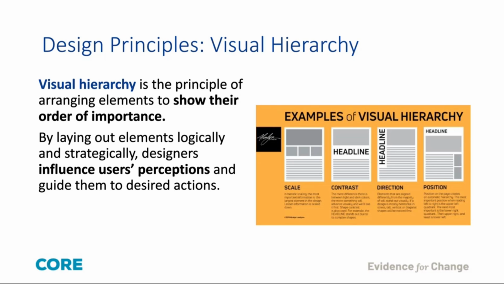And you can do this in different ways. In this example here, you can see these are the common ways to show visual hierarchy: scale, contrast, direction, and position. All of those are used to provide visual breaks and waypoints for your eyes to follow to make sense of a document. And this is definitely true for charts as well. Next slide, please.